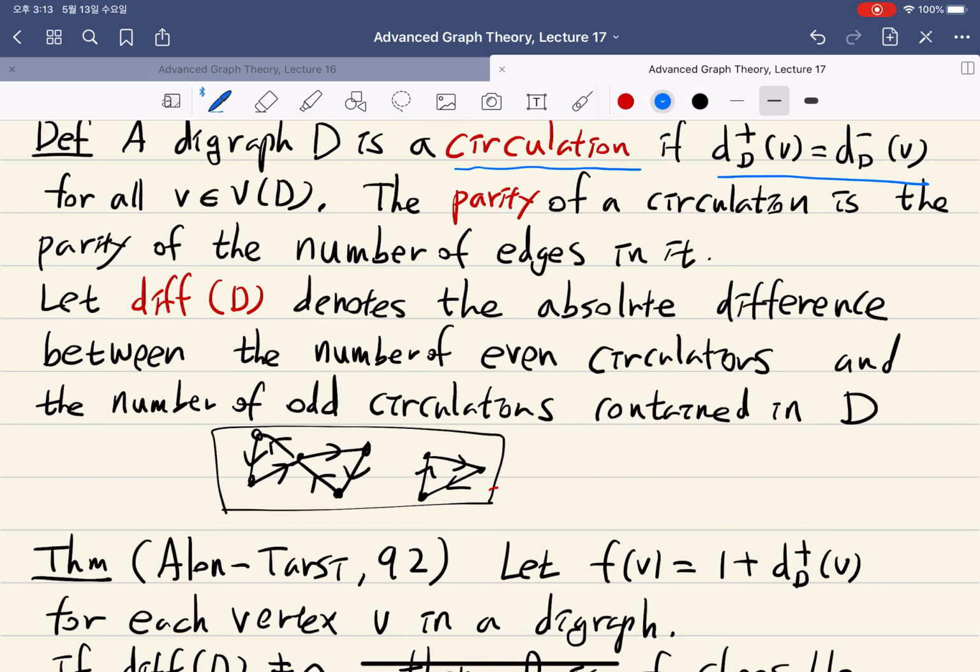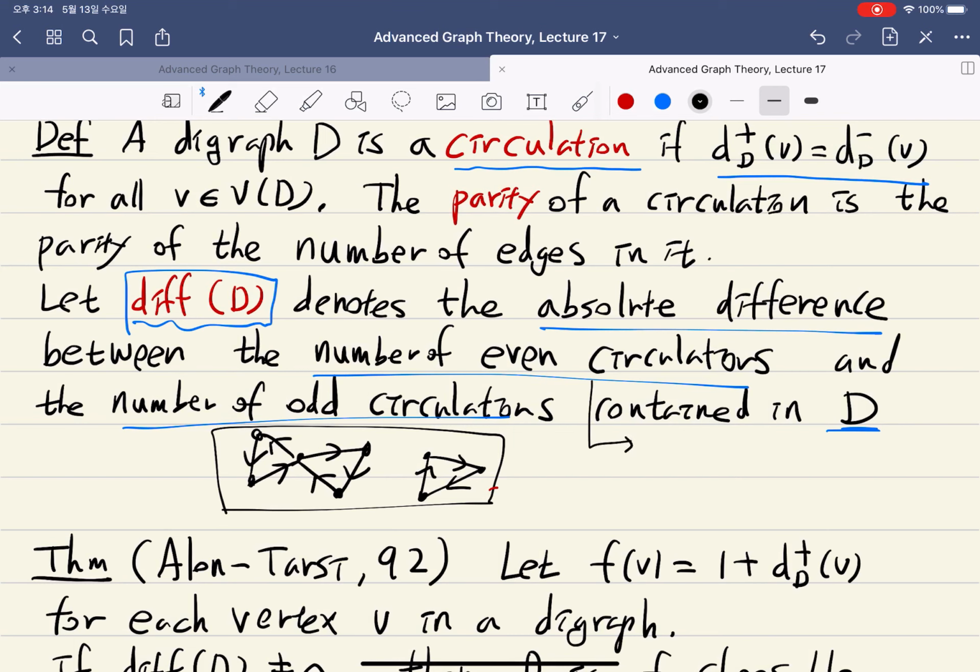And we write diff of D to denote the difference between the number of even circulations and the number of odd circulations, which are totally contained in D. So for example, if we consider an empty diagram with no edges, then that's an even circulation. So we consider that as an even circulation. So we count it here.